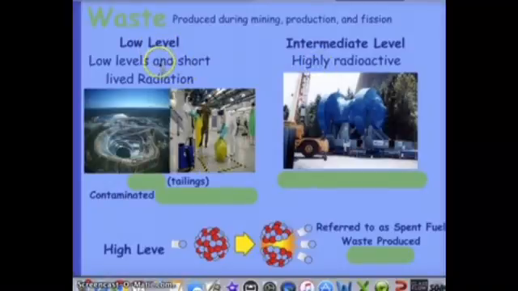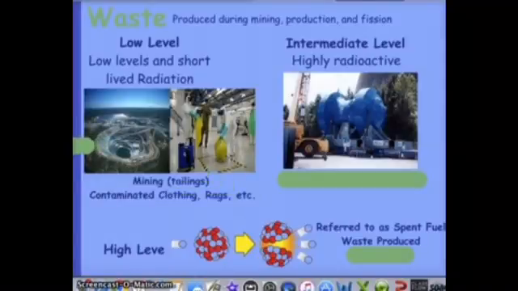Low level, which is little radiation, is basically produced during mining. So any kind of tailings are going to have low levels of radioactive waste. And then anything in the plant that is exposed to any kind of radiation that's not considered high levels, like your clothing, rags, even parts, they're considered low level waste.